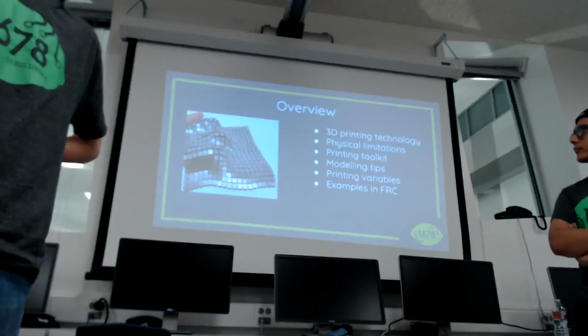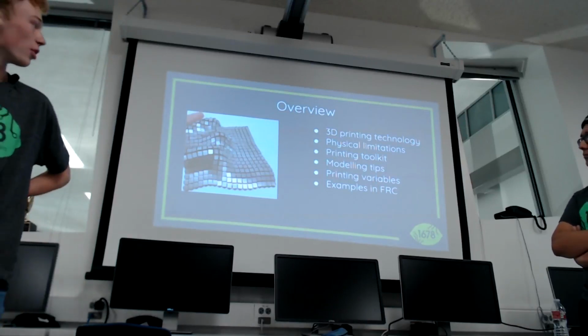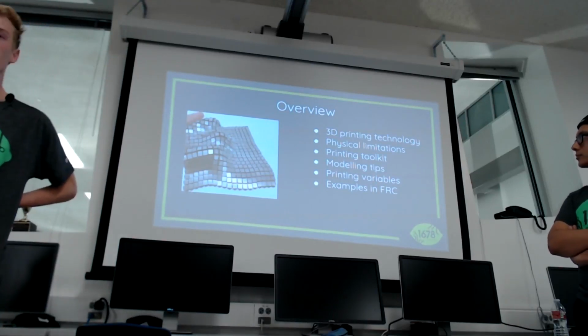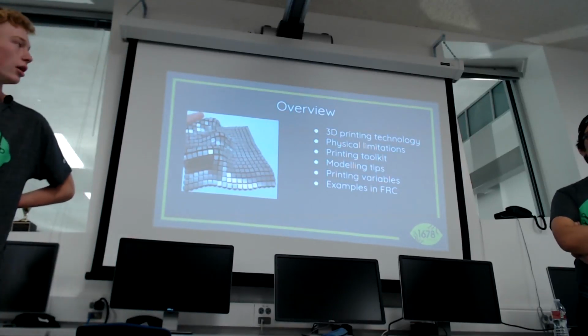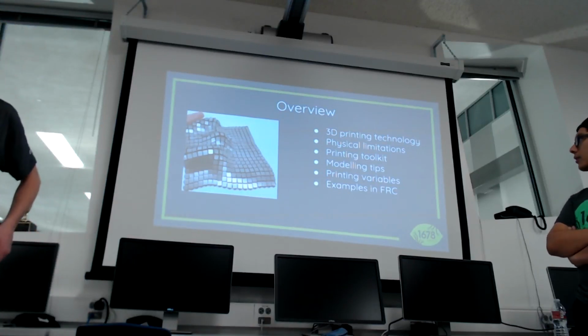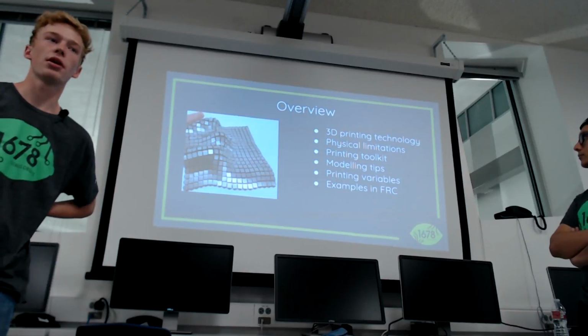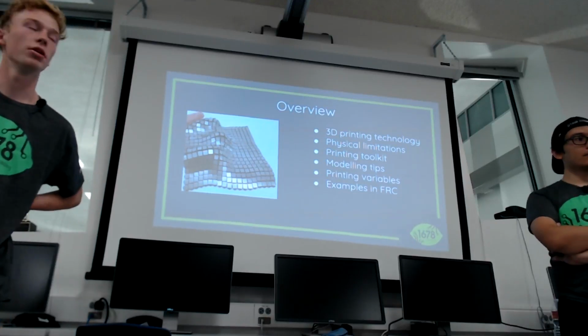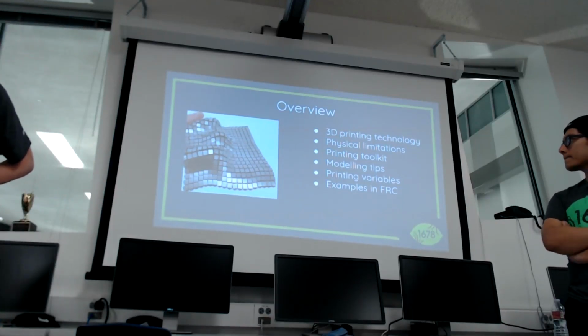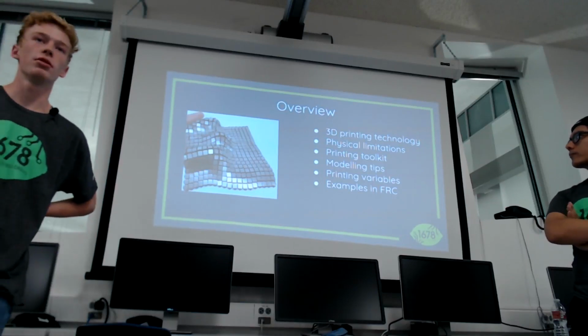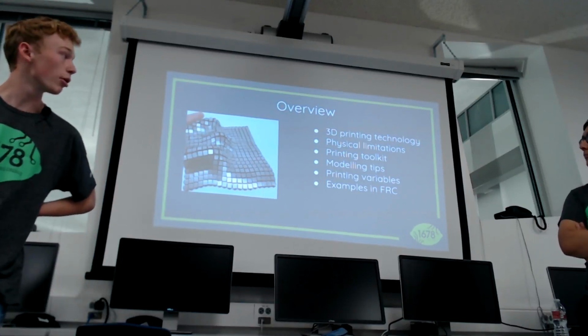So to give a quick overview of the presentation, just what topics we're going to talk about, we're going to start with some 3D printing technology and why it's relevant now and where the technology is at. We're going to talk about some physical limitations of 3D printing, so the rules you have to follow if you're going to print a part. We're going to talk about a printing toolkit, so some common design features that you guys can use if you wanted to design a 3D printed part.